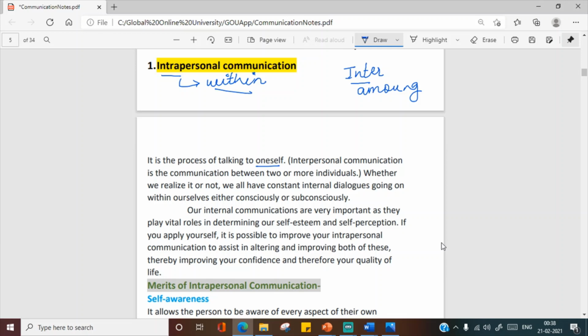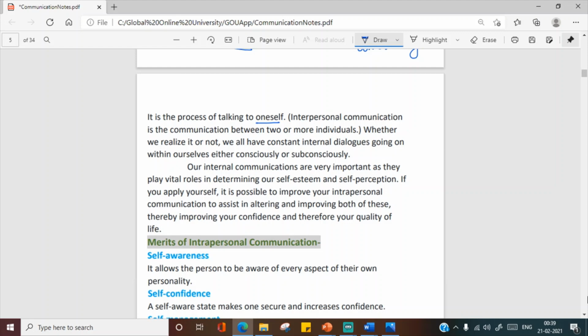Even sometimes when you sit idly, nothing is happening around you, you're in a quiet room, still there are so many thoughts that are going inside your brain, in your subconscious mind. That is also intrapersonal communication. So it is very important, as it plays a vital role in determining our self-esteem, self-perception, what we think about ourselves, how we apply ourselves in the community, in the society.